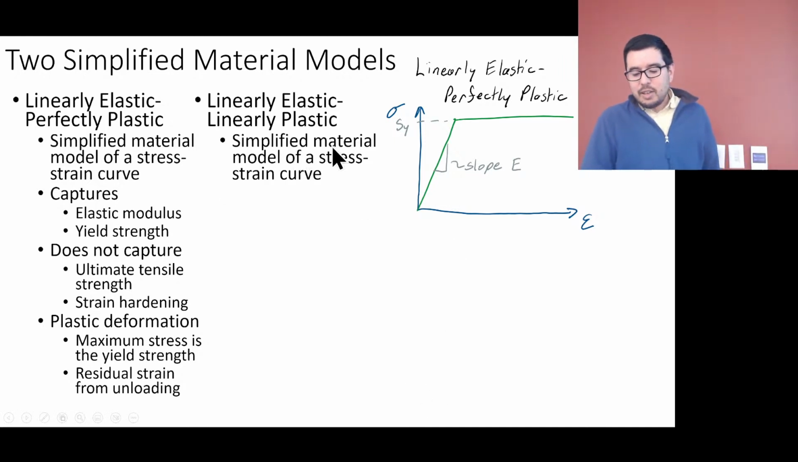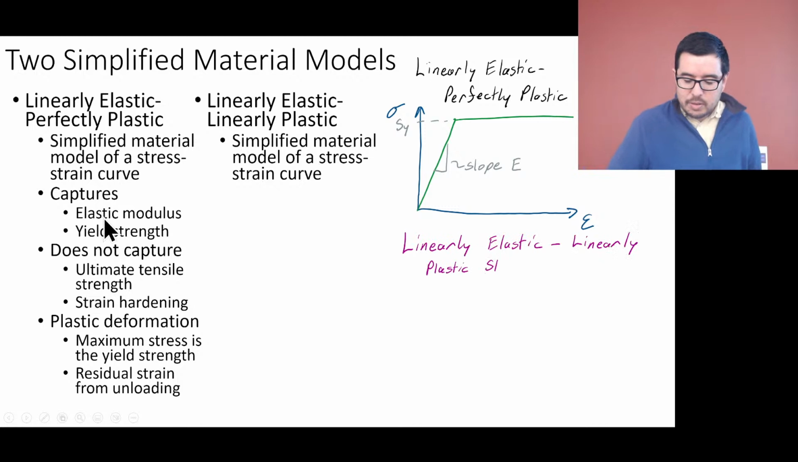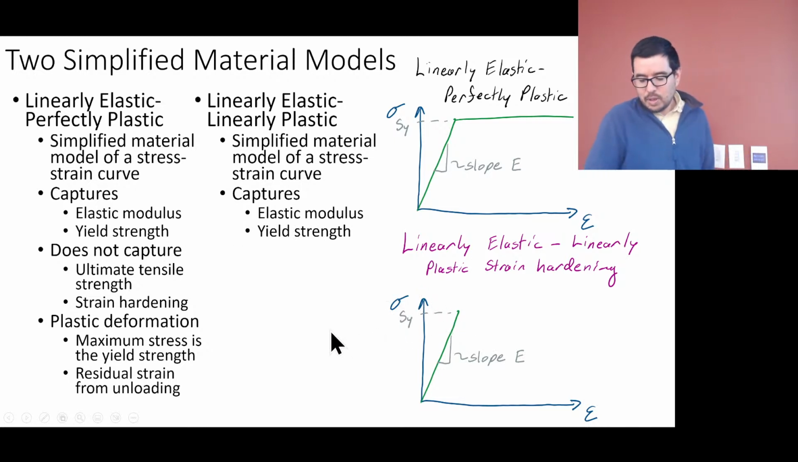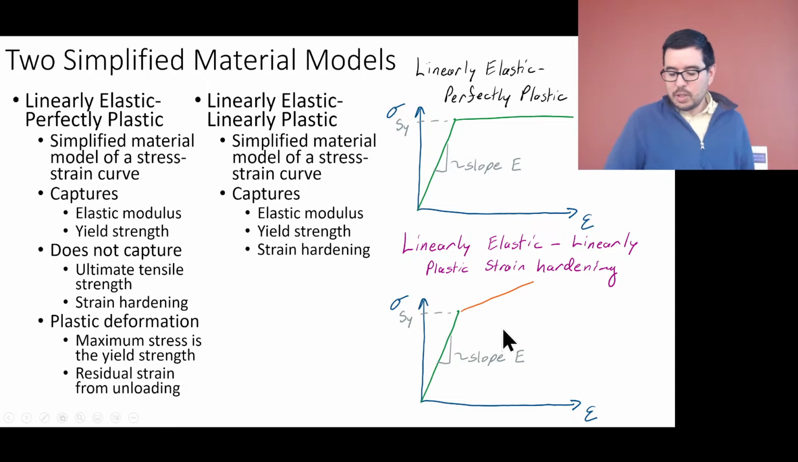Linearly elastic, linearly plastic. Another simplified model. And what does it capture? Well, it's going to capture the elastic modulus still. It's going to capture the yield strength, right there. And then it's going to do something that's a little bit interesting. It's not going to go perfectly flat here, but it's going to have some slope.